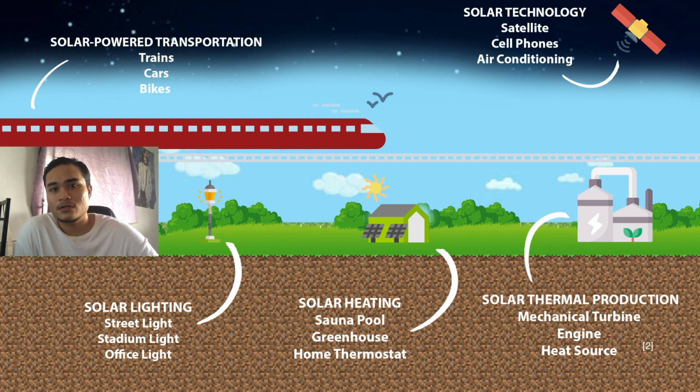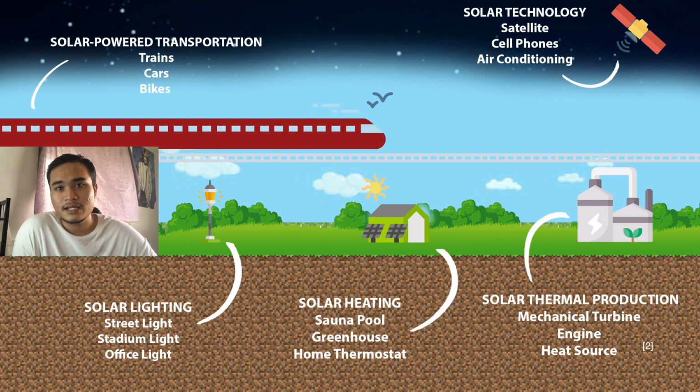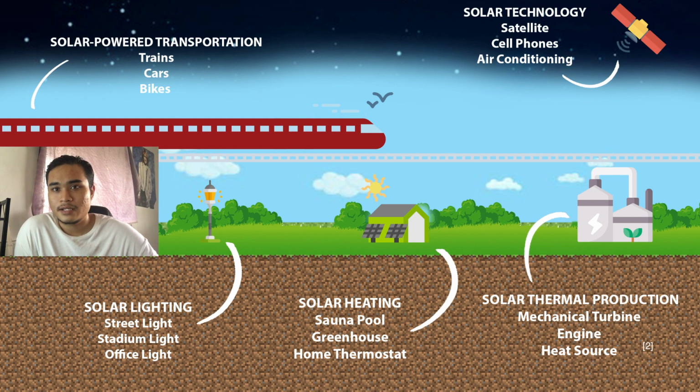Next one is solar technology, for example satellites or cell phones or even your daily household items. The best example of solar technology is the satellite. As you might already know, the International Space Station has very big solar panels on either side. This is to ensure that they can harvest the energy needed to keep the station operating. It is very advantageous since there is no obstacle blocking the solar panel and the sun.